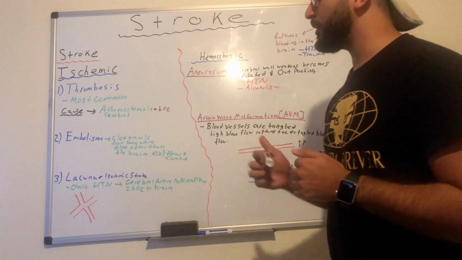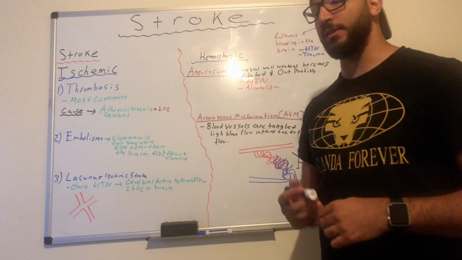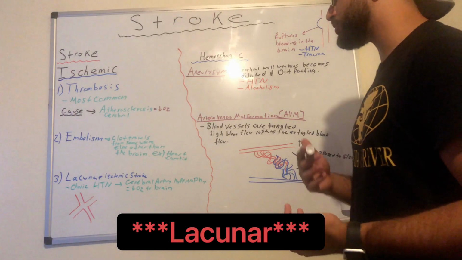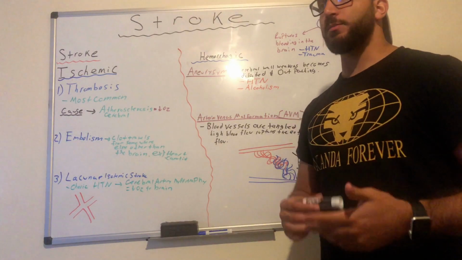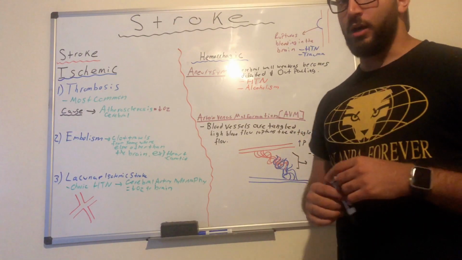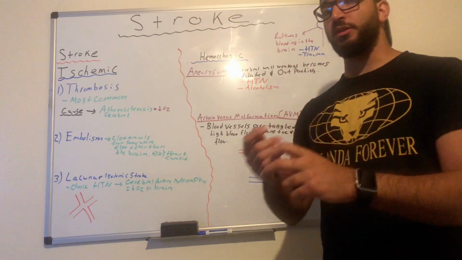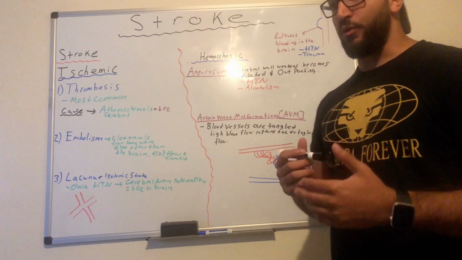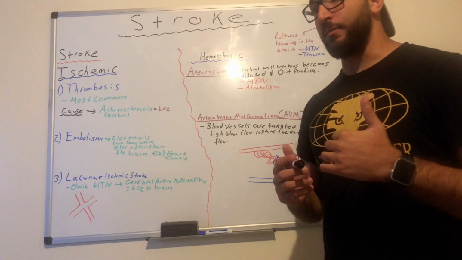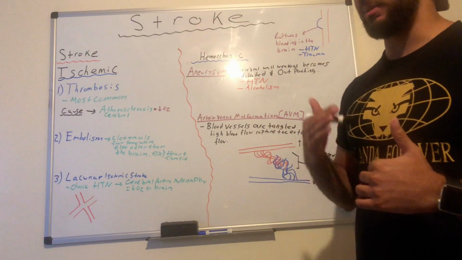The third type of ischemic stroke is known as a lacunar ischemic stroke. This is typically caused by chronic hypertension. The cerebral arteries are going to hypertrophy. Therefore, there's going to be a low supply of oxygen supplied to the brain.